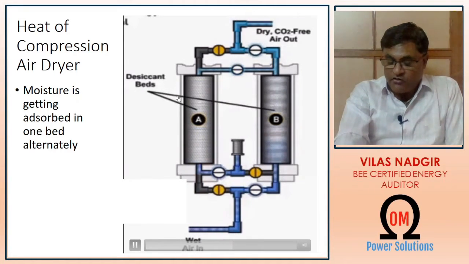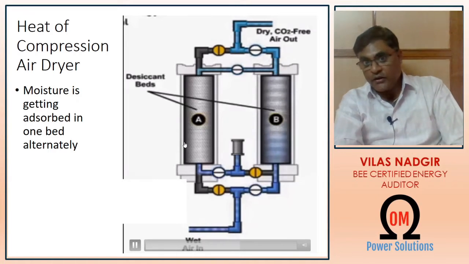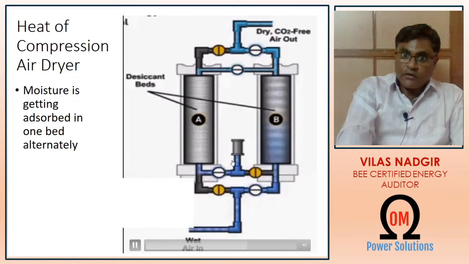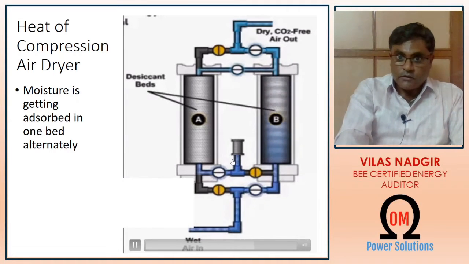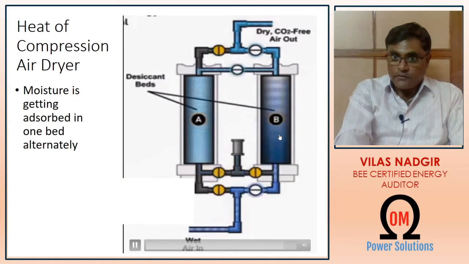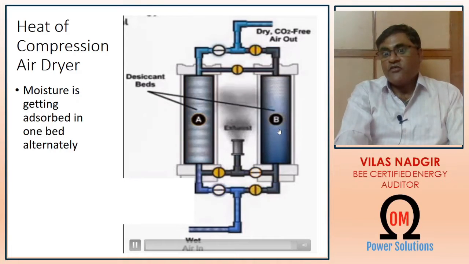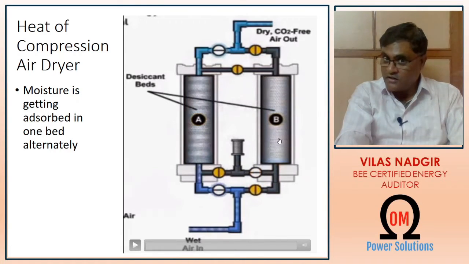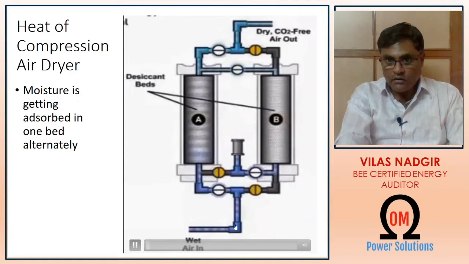Here you can see that after adsorbing of desiccant A, it stops adsorbing the compressed air, and next the B starts working till its maximum capacity. When this maximum capacity is reached, again the A bed will start working. You can see here once again, air is getting adsorbed and dried air is coming out here, dried air.